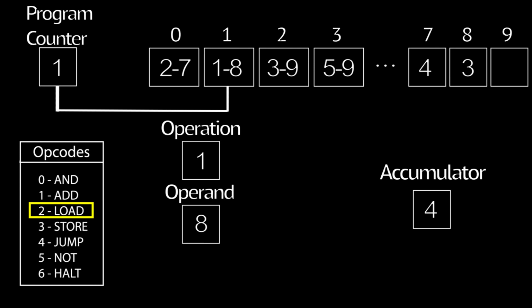The PC is incremented by 1. Register 8 has a value of 3, the accumulator has a value of 4. Opcode 1 refers us to the add function. So we need to somehow add 3 and 4, but where would the actual addition happen? Turns out there's a thing called the ALU, or an arithmetic logic unit, which handles all mathematical and logical instructions.